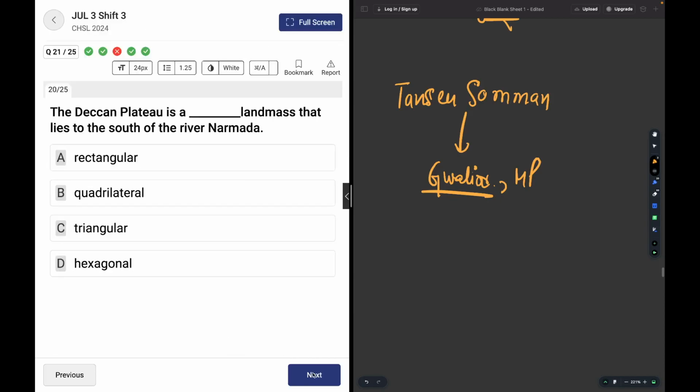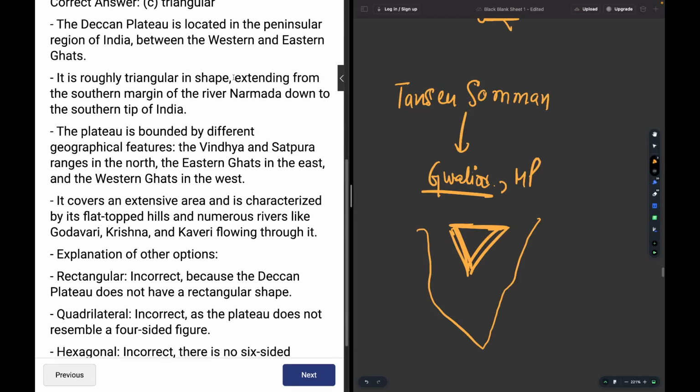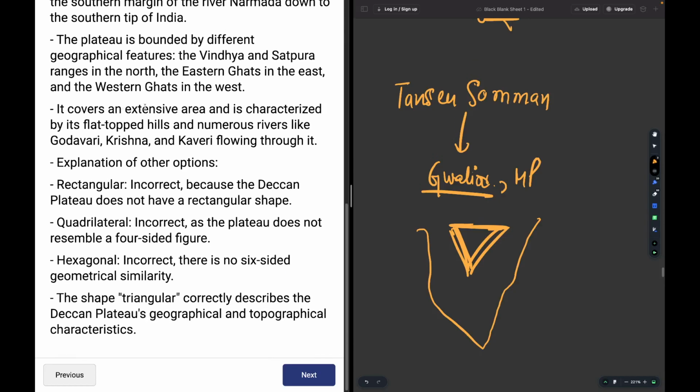Okay, moving on. The Deccan Plateau is a dash landmark that lies to the south of the river Narmada. So this is basically south of India, and the Deccan Plateau is here. It is roughly triangular in shape, extending from the southern margin of the river Narmada down to the southern tip of India. It's an inverted triangle. It covers an extensive area and is characterized by its flat-top hills and numerous rivers like Godavari, Krishna, and Kaveri flowing through it.